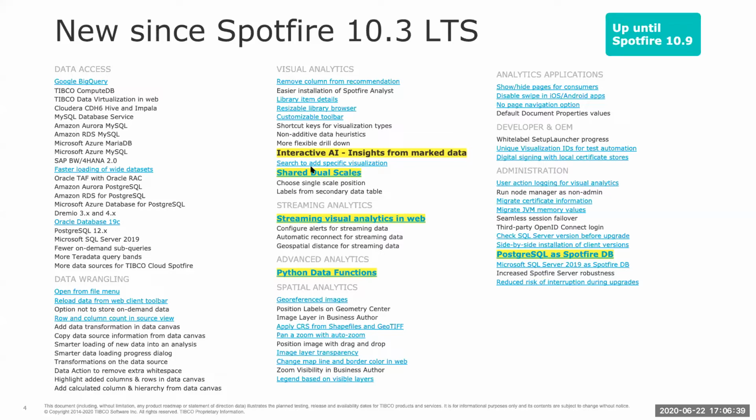Shared dual scales, which was a very popular request from many users, that enables much clearer visualizations when data requires 2 scales or when visualizing data from more than 1 table. And finally, another highlight is support for PostgreSQL database as the Spotfire database.